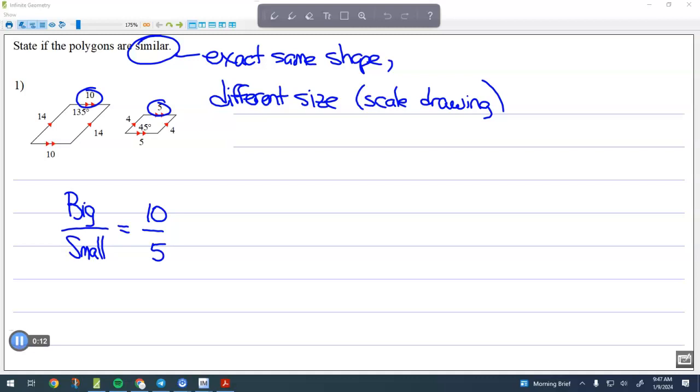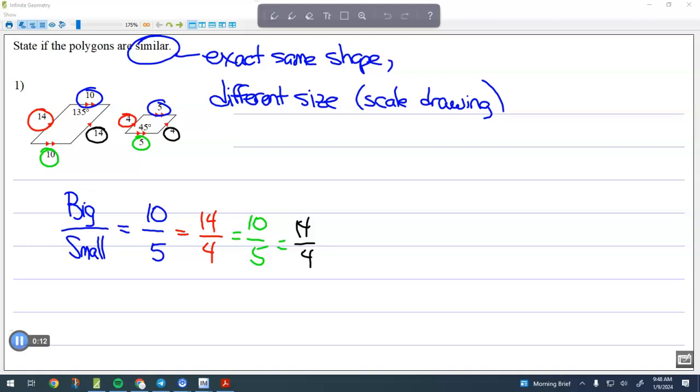I got 4 colors, so that's kind of helpful for me. If I look at the left-hand side of the shape, the big is 14, the small is 4. If I go to the bottom, the big is 10, the small is 5. If I go to the right-hand side, the big is 14, the small is 4. You see where I'm getting those numbers from?